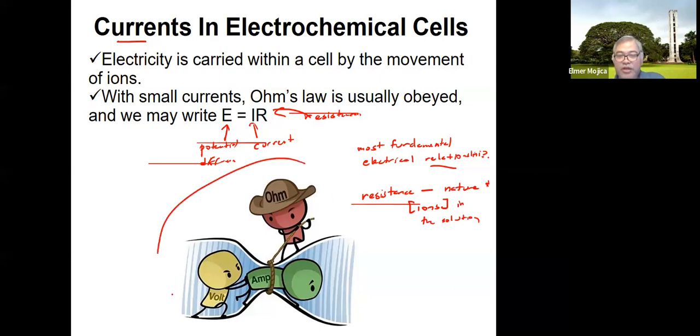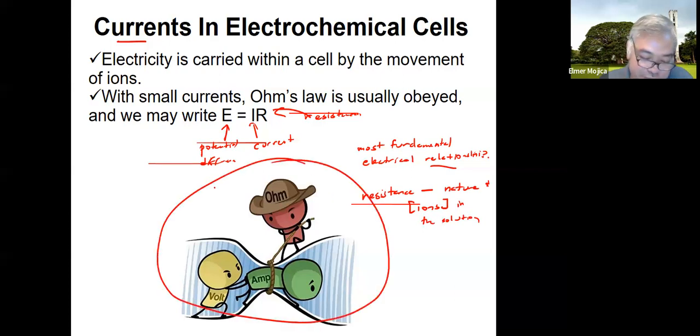Have you seen this before? How to illustrate Ohm's law? First time you nakita to?